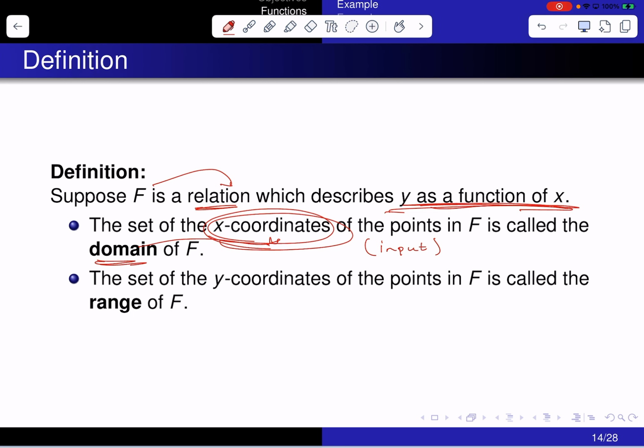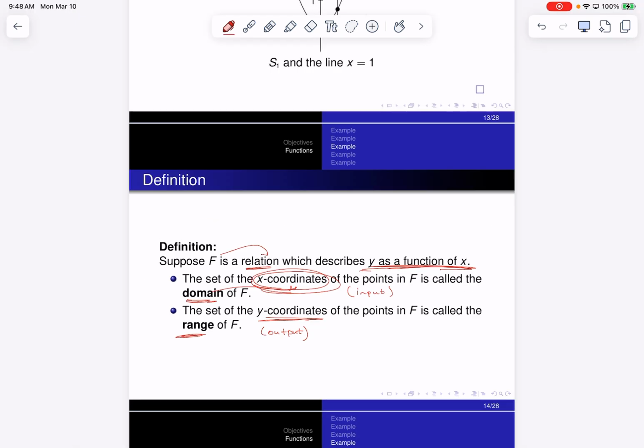What is the range? What's the range? Y coordinates. What do you think we're going to call the range? It's what comes out of the vending machine. So after you put your money in and you select, what comes out of the vending machine is the output. Maybe it's candy, maybe it's pop, maybe it's coffee, whatever.